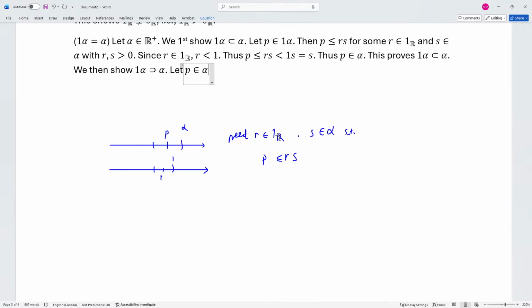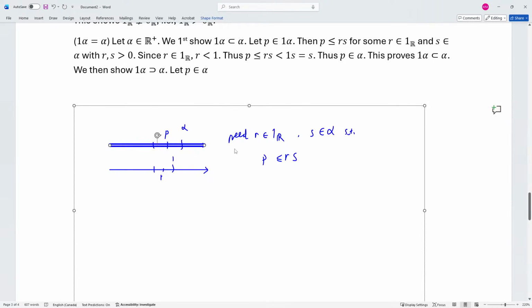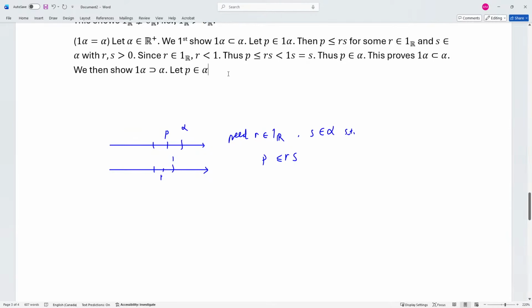For all S in alpha, I think that's what you mean, there exists an R such that R is greater than S. That's totally correct, because alpha has no greatest element. That is correct. So, okay, this is actually a great idea. This is perfect. Thank you so much, man. You nailed it.